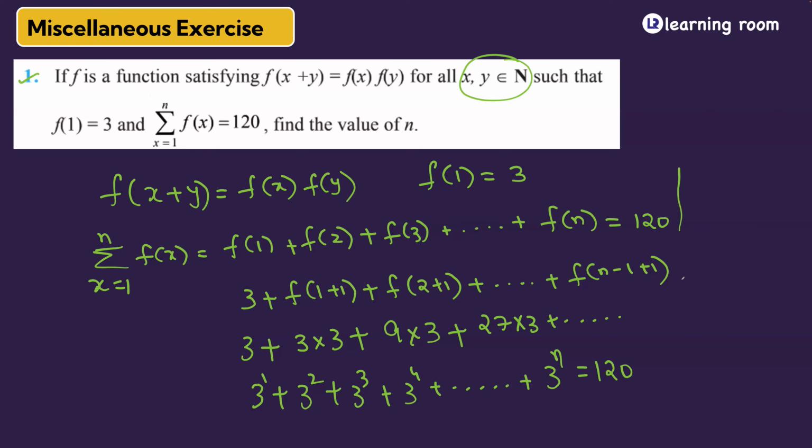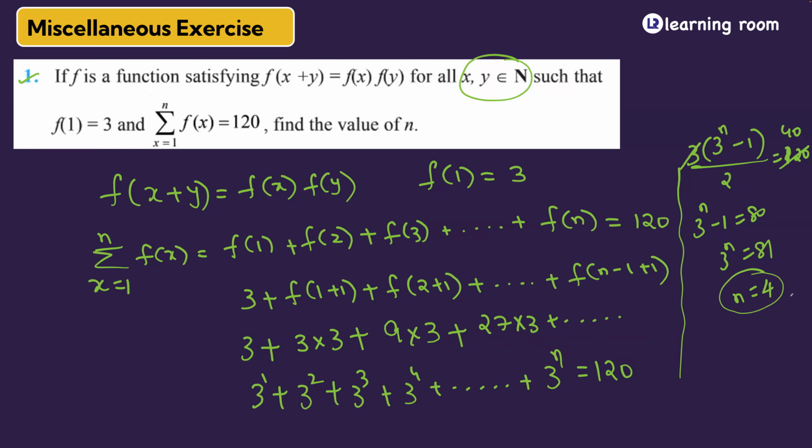So let me solve this. A into r power n minus 1, the whole divided by r minus 1, that is 3 power n minus 1, the whole divided by 3 minus 1, which is 2, is equal to 120. So 3 will cancel this 120, 40 times, 2 will go to the other side, it becomes 80. So 3 power n minus 1 is equal to 80 and 3 power n is equal to 81. What is the value of n? So n is equal to 4.